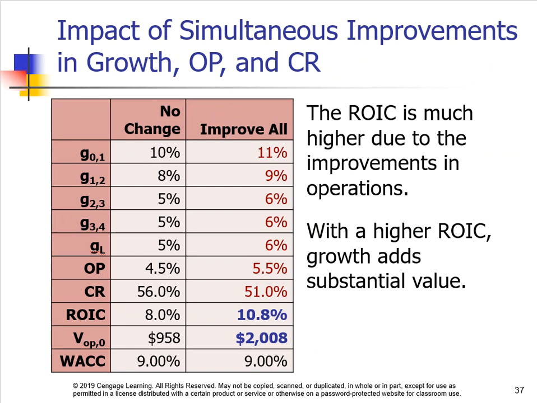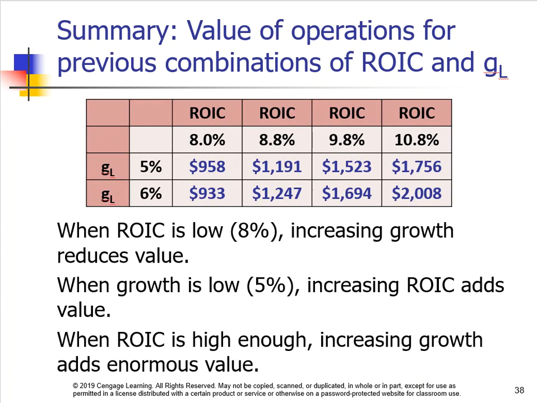That's value-based management. And so here, if we could do all the things, improve the growth while improving our profit margin and improving our capital requirements, then we're going to go from 958 to a whopping 2,000,008. Okay, and that's because we've got a bigger ROIC than the WACC now. So this is how you create value. This is how you improve value in your company, how you measure it and improve it.